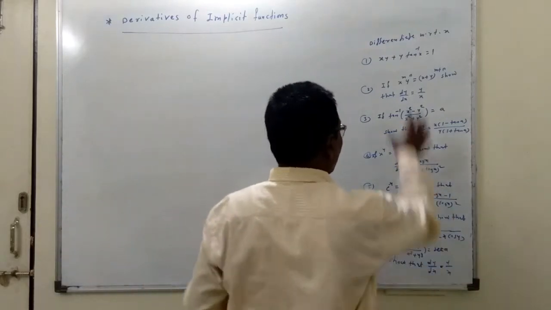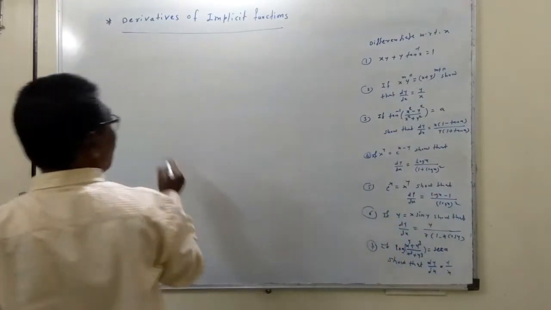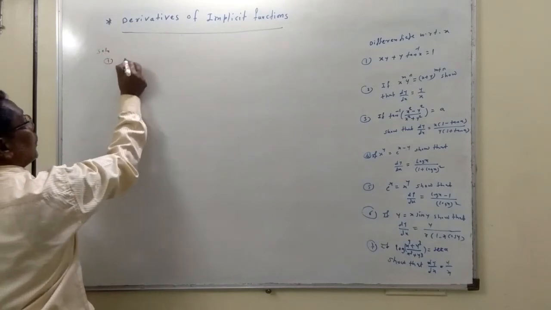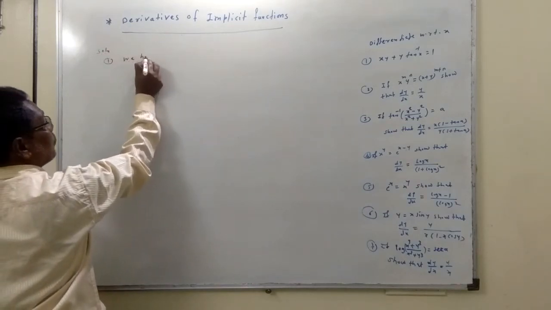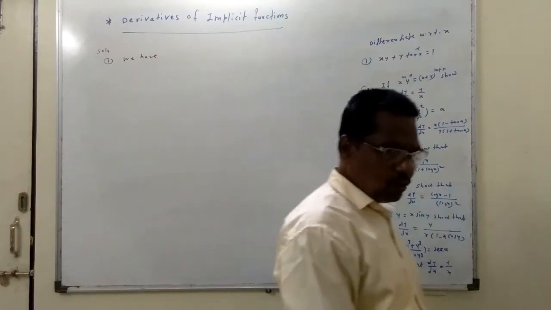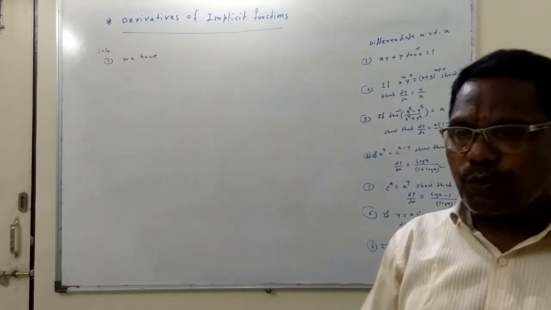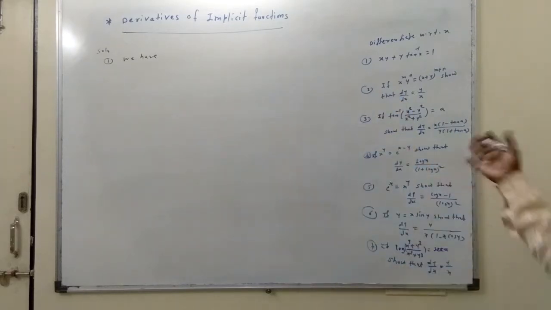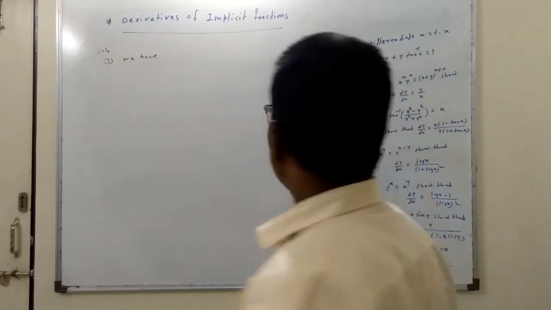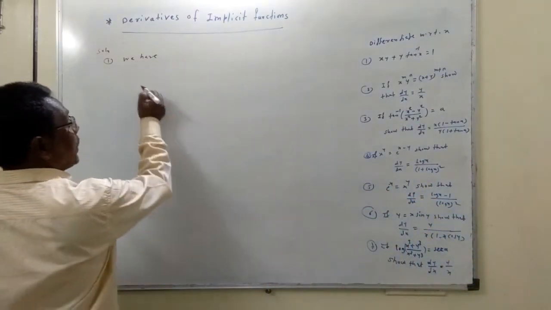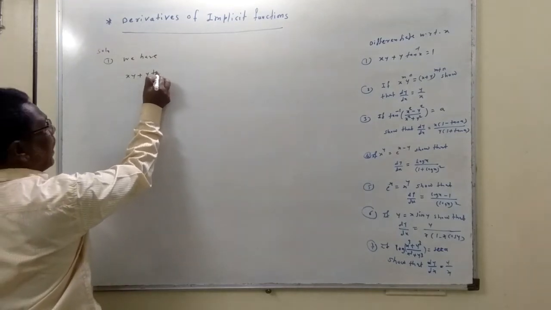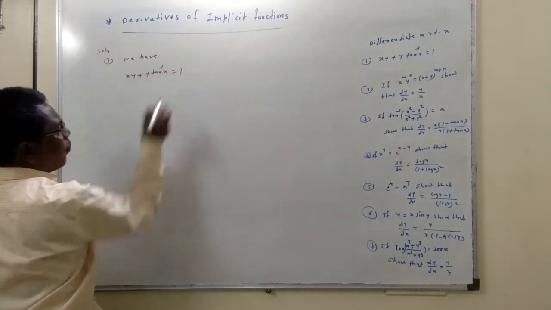Okay, we have already written these examples here. We'll solve them one by one. Solution, first example. One thing you keep in mind: we always have the habit of writing let y is equal to. But here in an implicit function, the y variable is already there in the function, so don't write let y is equal to. Take the given function: xy plus y tan inverse x is equal to 1.